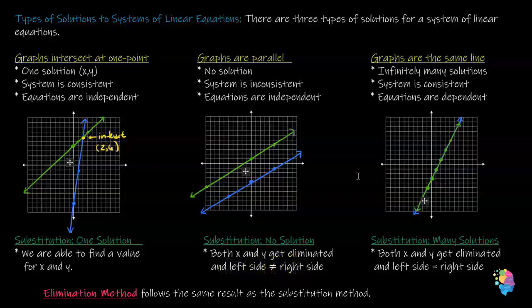Now the third and final type of solution is the infinitely many solutions. That means that when we graph them, one line landed on top of the other. For the substitution method, it means that both the x and y got eliminated and what remained was a true statement. That means that the left side equals the right side.